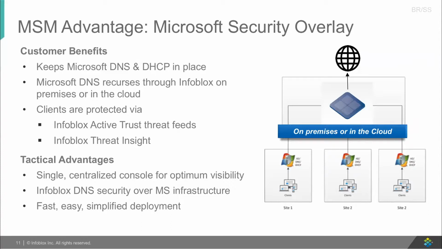And we can leverage reputational data. So we have our own threat feeds. You can leverage either on-prem or in the cloud to detect and block queries to malicious domain names. And we also have what we call our threat insight, which is really behavioral analytics. So we can do this both on-prem or in the cloud, but we can look at the actual DNS traffic and the patterns and detect things like data exfiltration, for example.